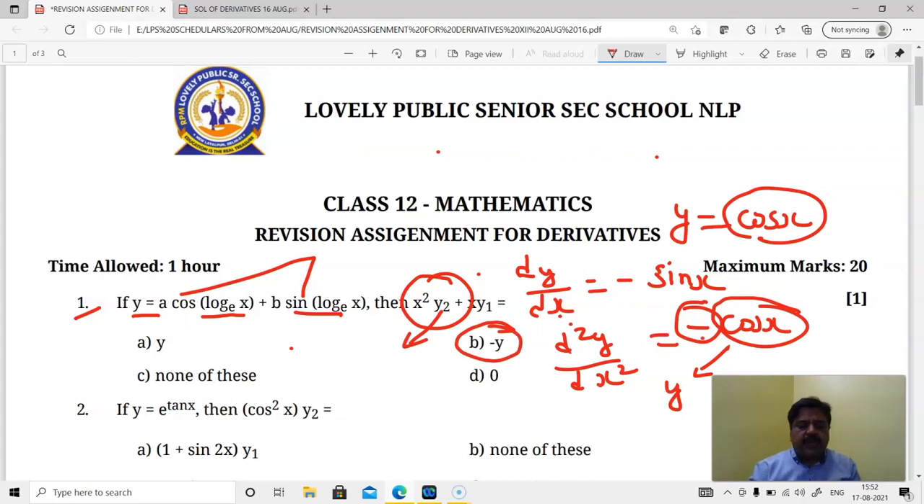It is not possible that you will get 0 as an answer because it's not a constant, it's a variable. Since cos x and log x are all differentiable functions, this is also going to be an incorrect option. So our options are left with y or minus y. And if we have this concept thorough in our mind, we can decide whether it is y or minus y. I have just taken a simple one.